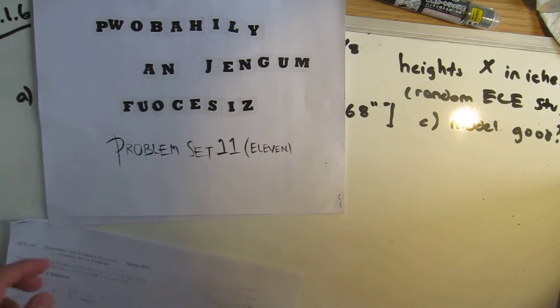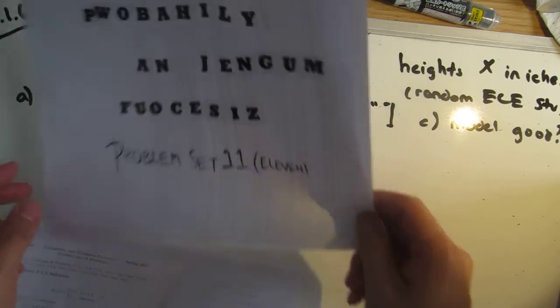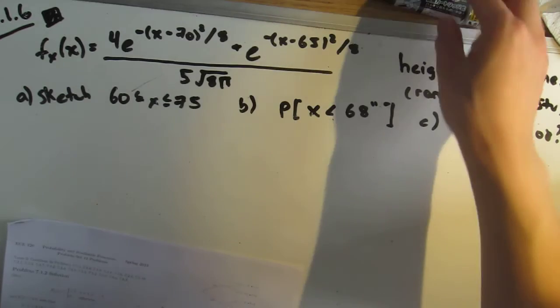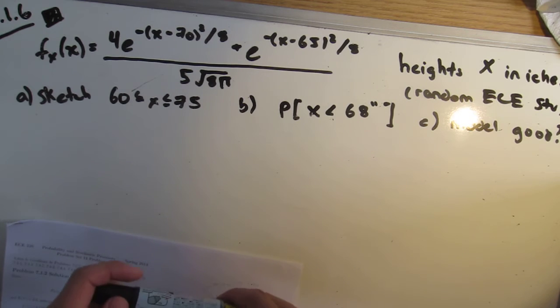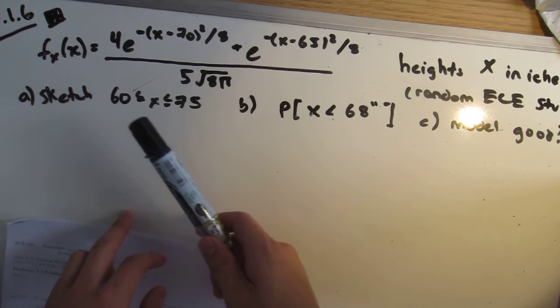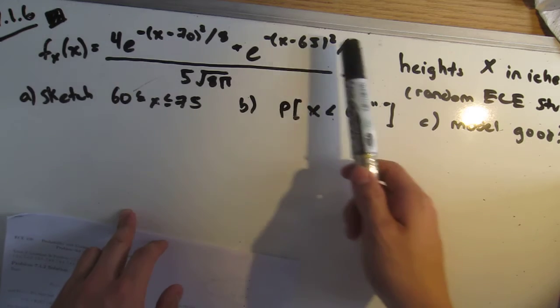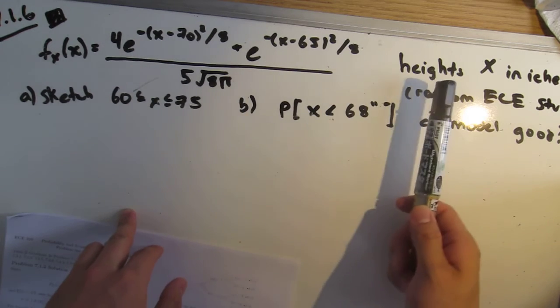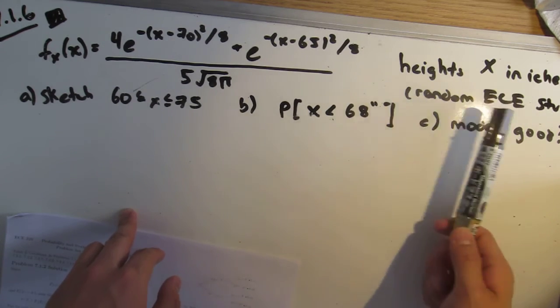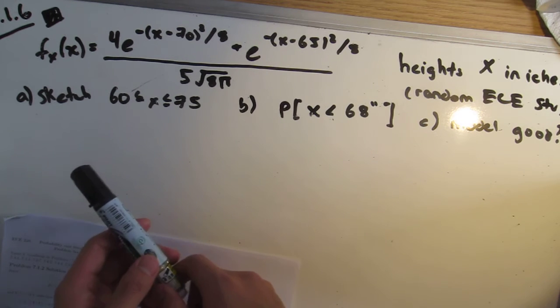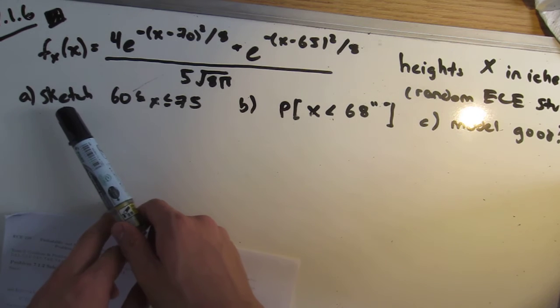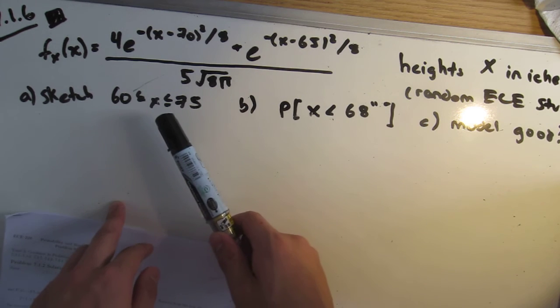Not very consistent, but here is our budget cut intro. We're given a PDF, and it's continuous. This is a long function which represents the height in inches of some random ECE students. And we're asked for 3 parts, which we're supposed to sketch in this given range.